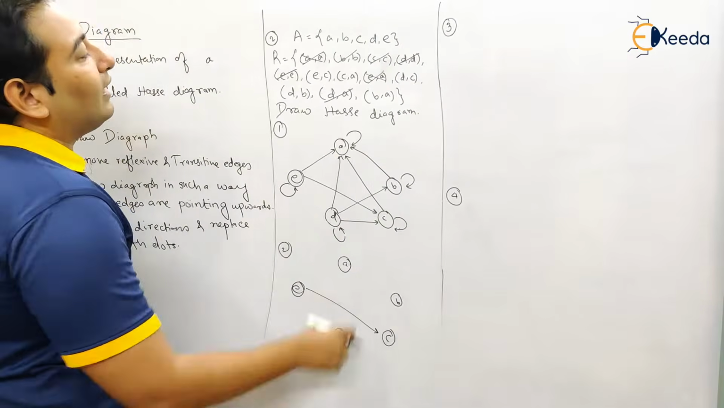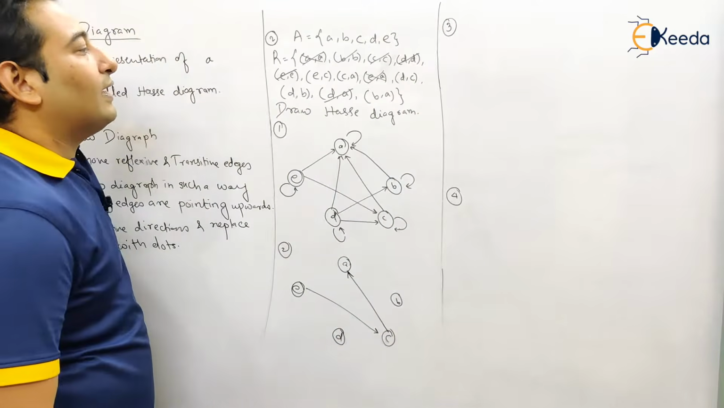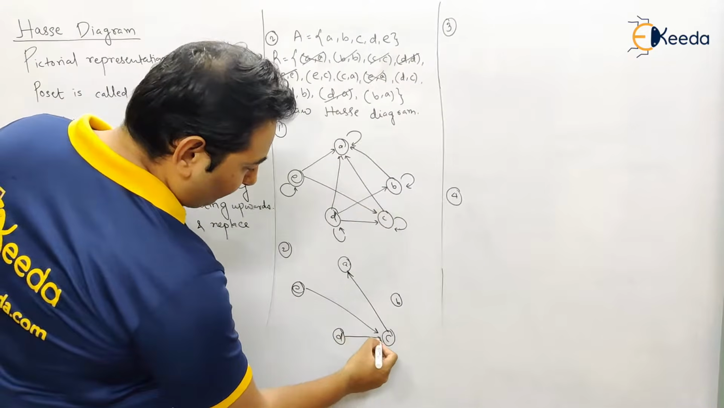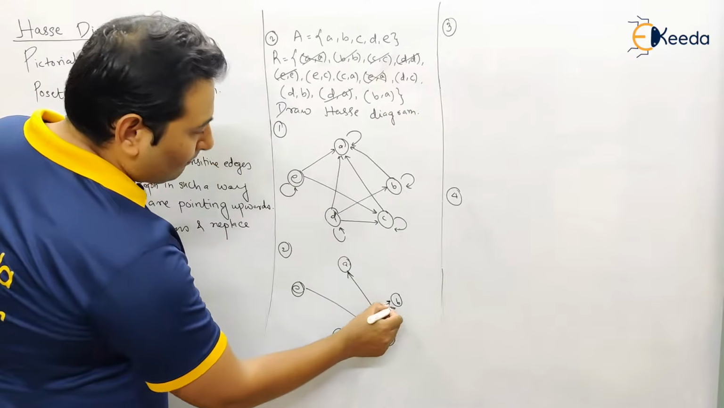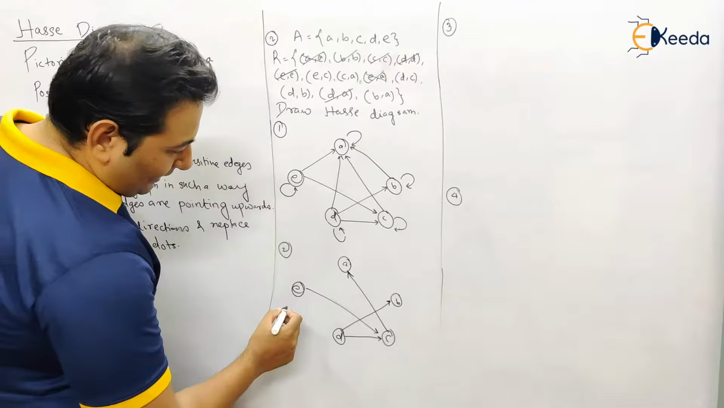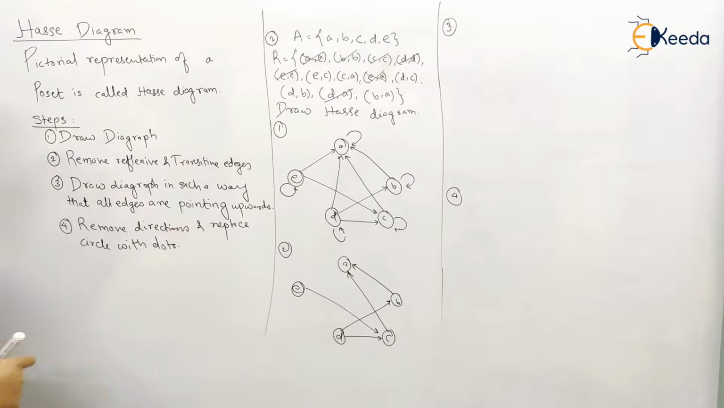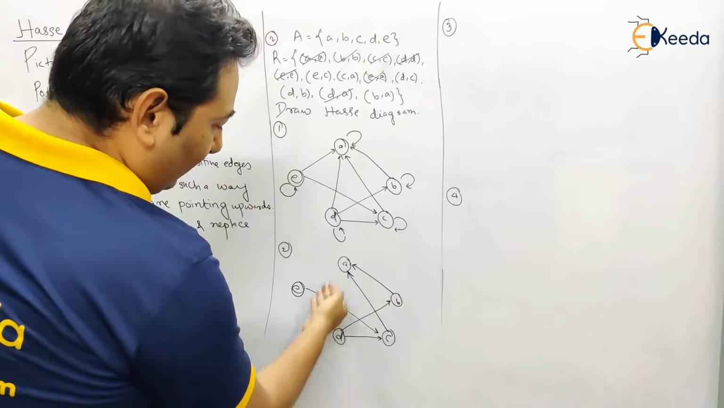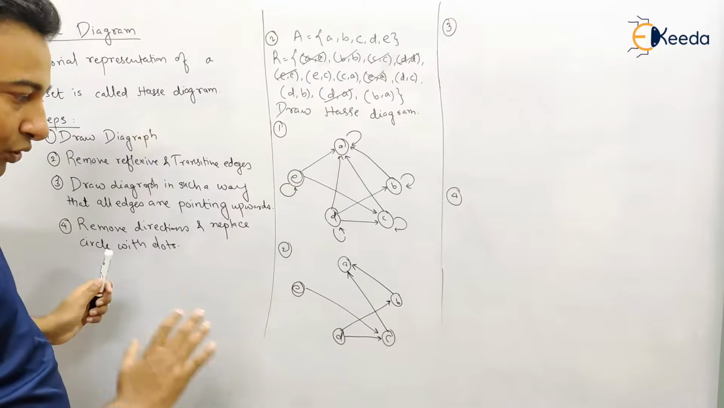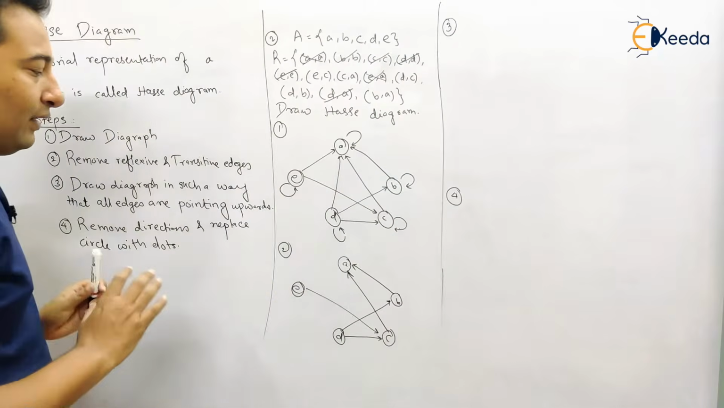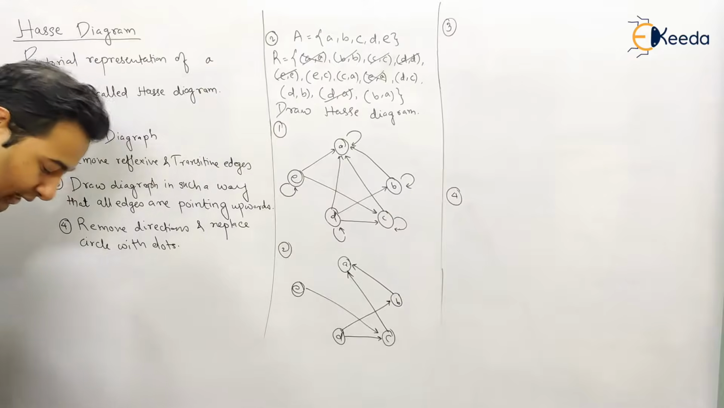So EC, after that we have CA. Next we have DC, DB. Then we have BA. Where is BA? Yes, we have BA. Now we can identify, is there any link in this particular diagram which is transitive? No. That means we have done it properly. We removed all the reflexive and transitive edges.